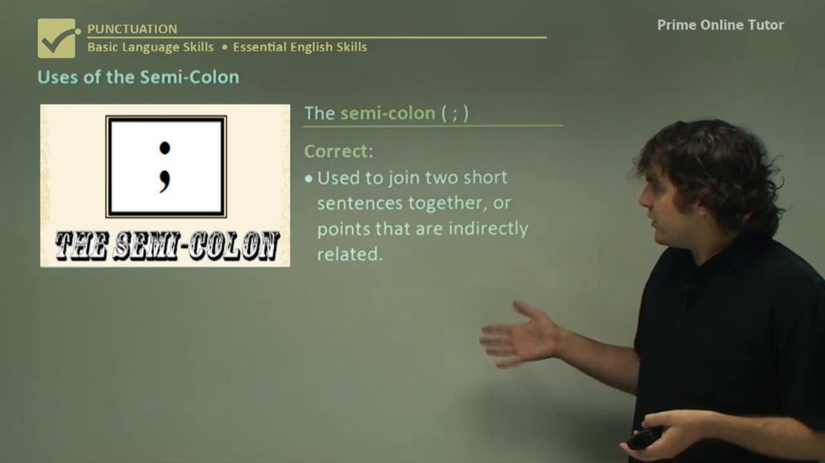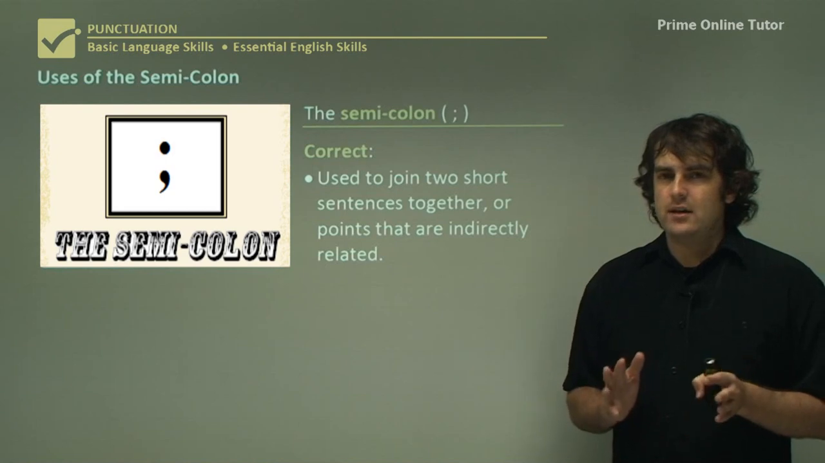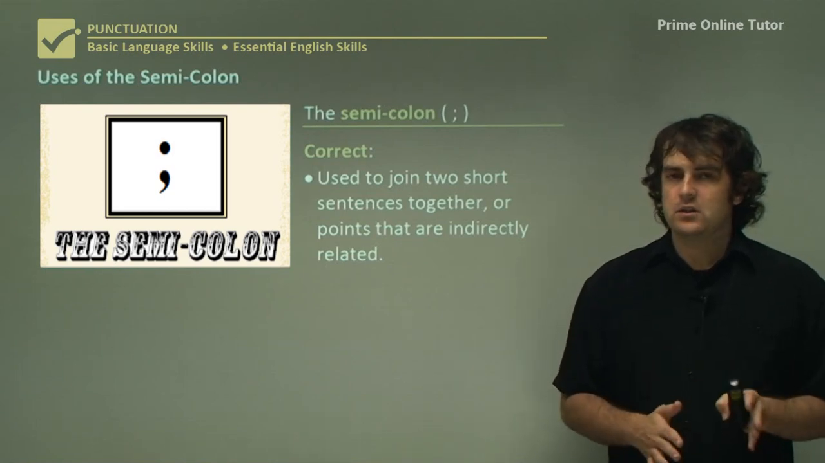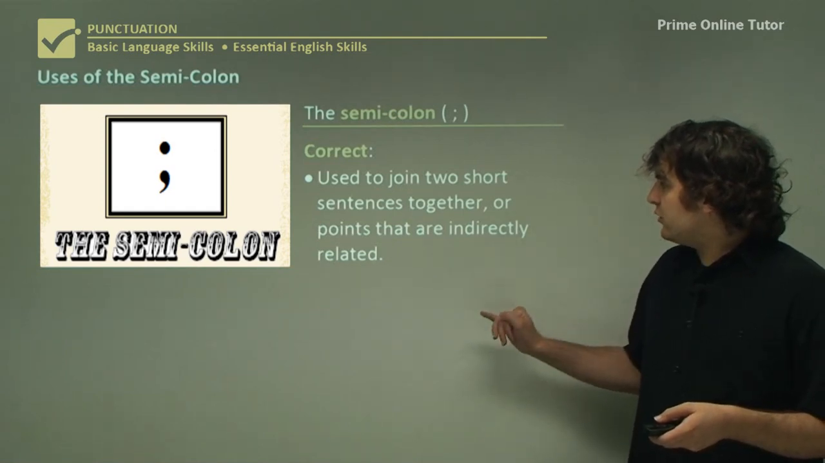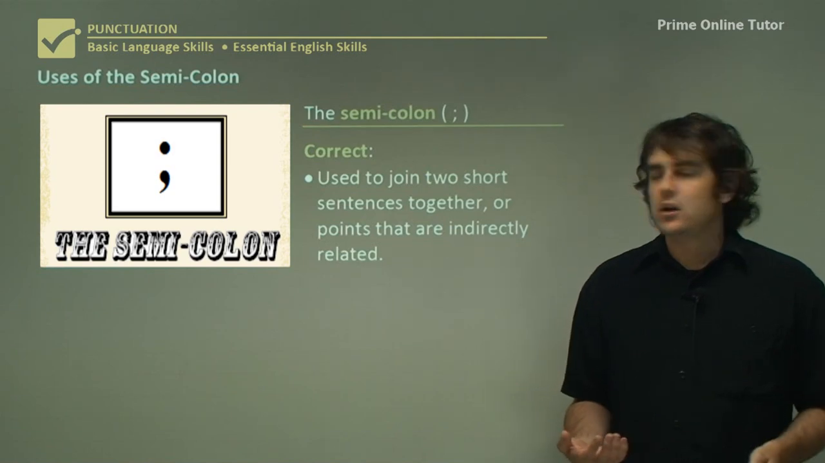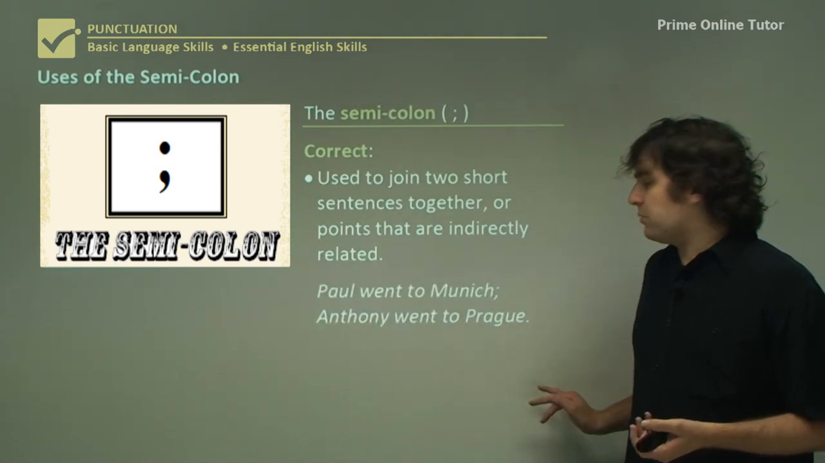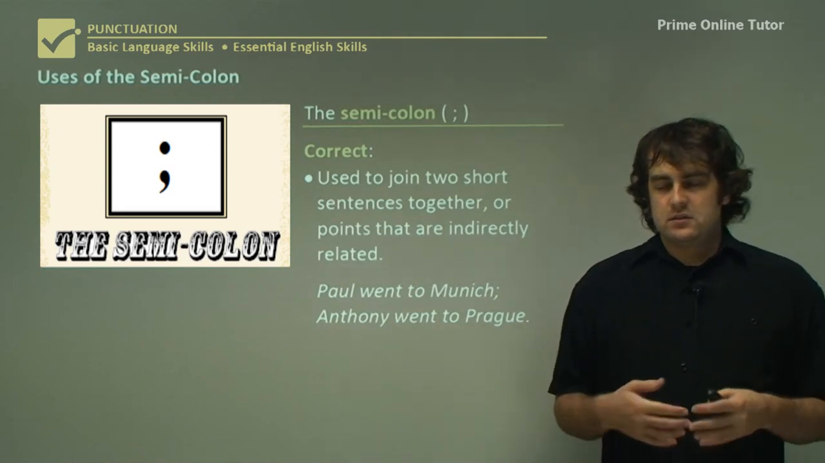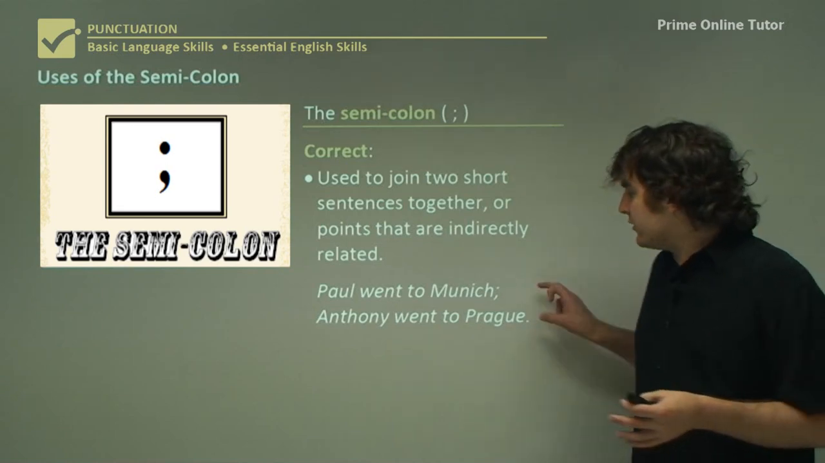Now, the main reason you would use one of these is it's not quite a colon, it's not quite a long pause, it's not quite a comma either, so it's a sort of in the middle. They're used to join two short sentences together, or points that are basically indirectly related. So, Paul went to Munich; Anthony went to Prague. Those things there are related statements, in that they're going to two different places.